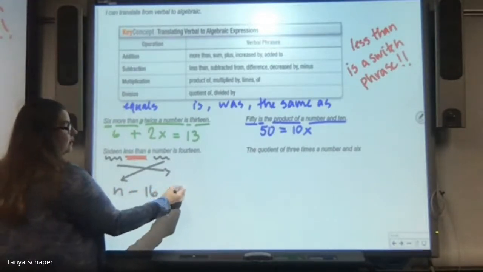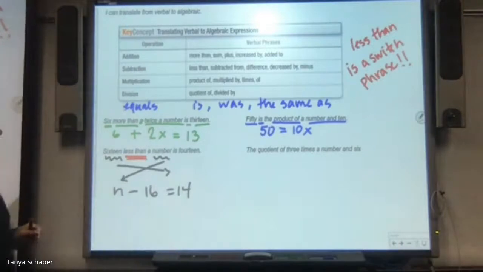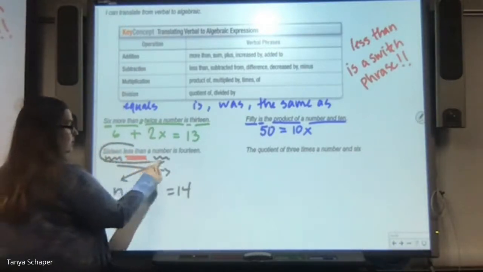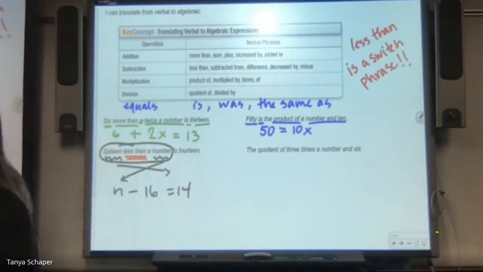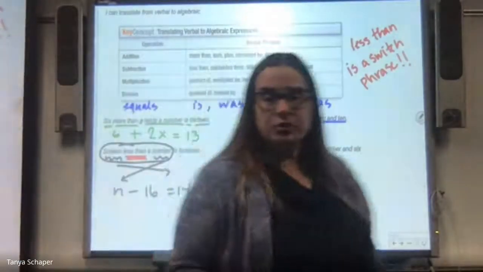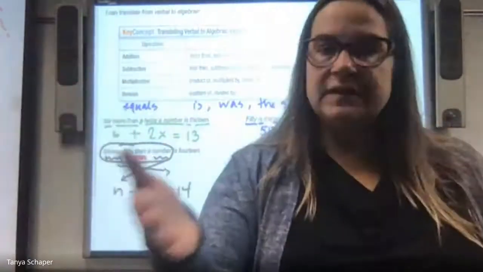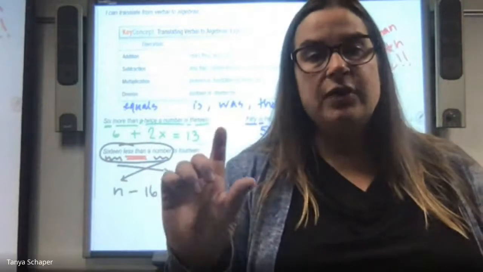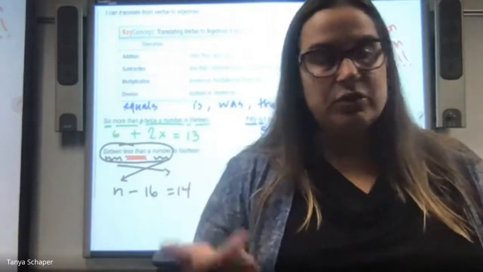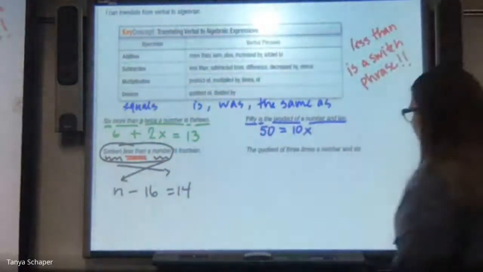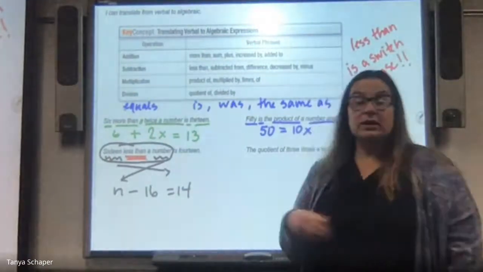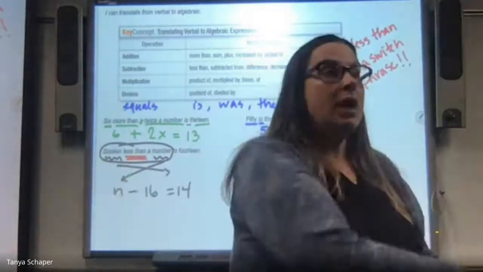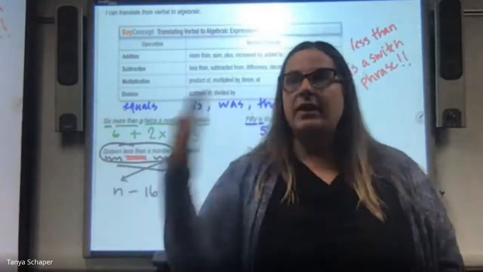16 is 14. When you see less than, that is a switch phrase. It is the exception to the rule. The rule is you just work left to right. The switch phrase tells you you have to flip it. It's the exception to the rule, okay? You're going to see it a few more times because we really want you to think through that. And I know you talked about it in 7th grade, but that was so long ago that it's good to bring it back and remind ourselves.